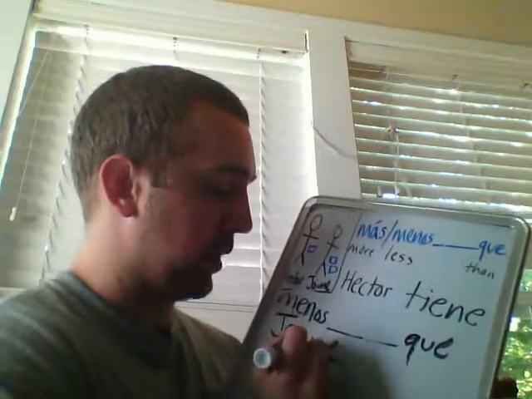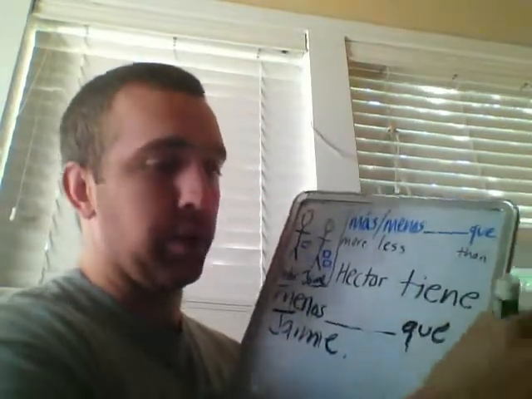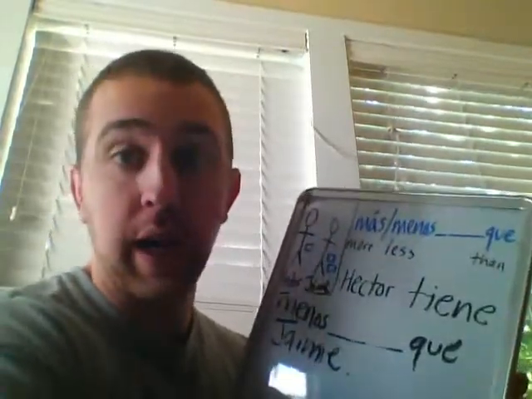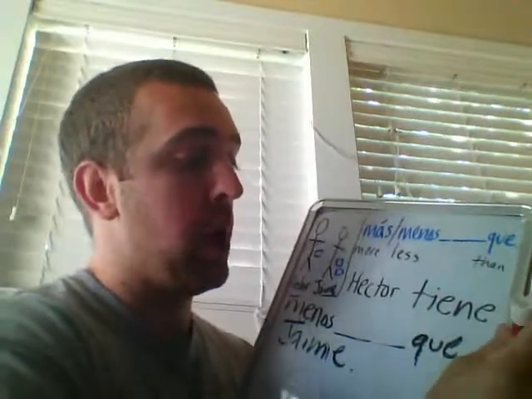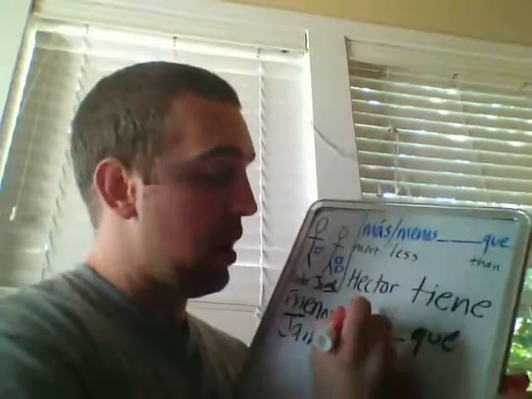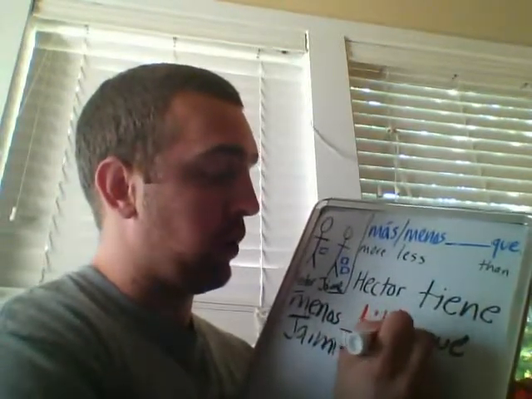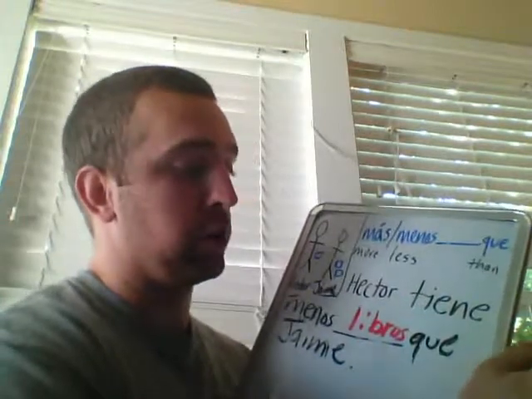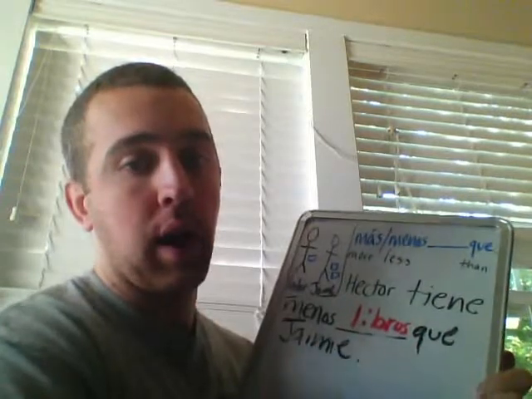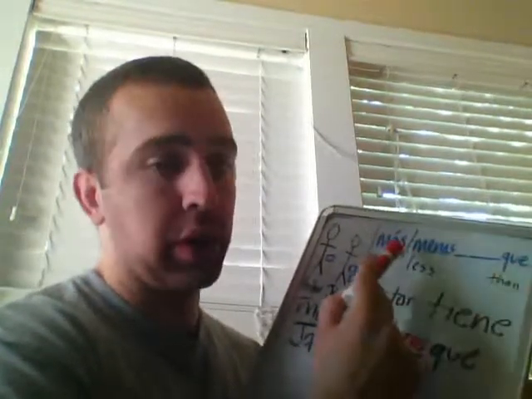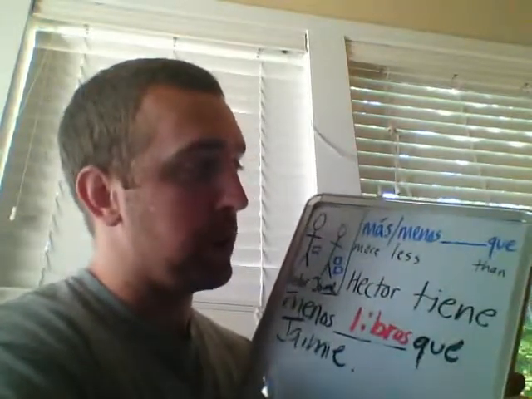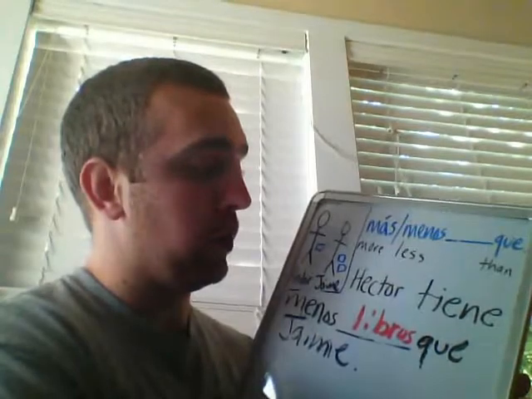Let me rewrite this. It looks kind of bad. I don't know if that helped, but the thing now that we're comparing is a noun. Before it was an adjective, it was height. It was how tall they were. We were describing them. And now we're really just comparing how many things they have. In this case, it's going to be books. And if you remember, the word for books in Spanish would be libros. So Hector has less books than Jaime. So every single time we're going to use either a más or a menos. We're going to use something that we're comparing in the middle, and then we're going to use K in order to compare.